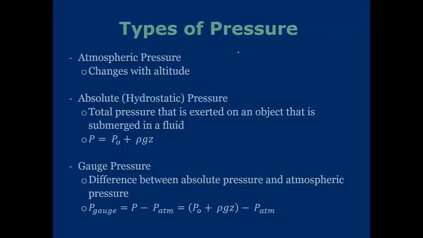Gauge pressure is a measure of the difference between absolute pressure and atmospheric pressure, the equation for which is listed below. Simply put, it is P minus the atmospheric pressure. So you're taking the absolute pressure and subtracting atmospheric pressure from it. This will net you your gauge pressure.